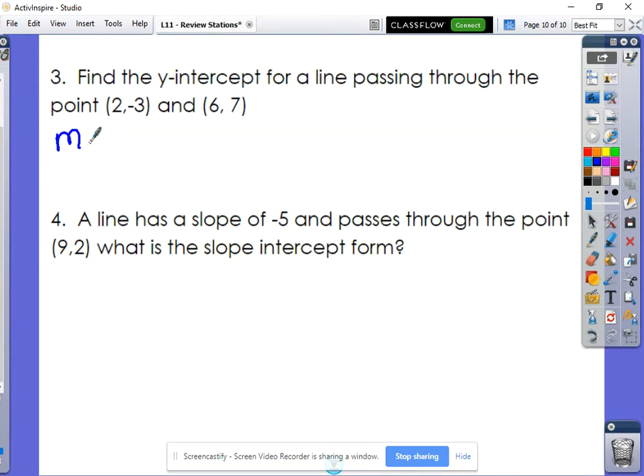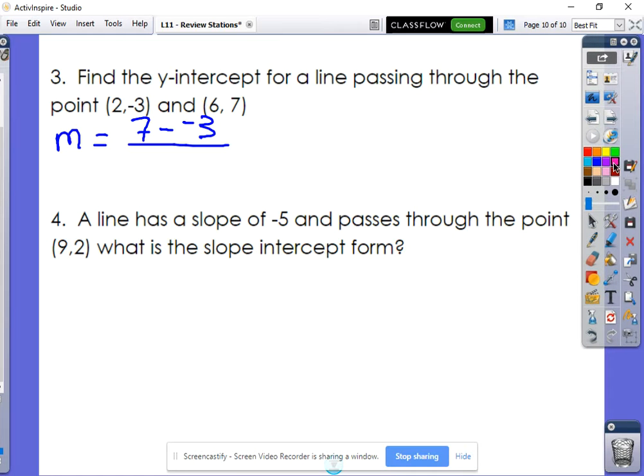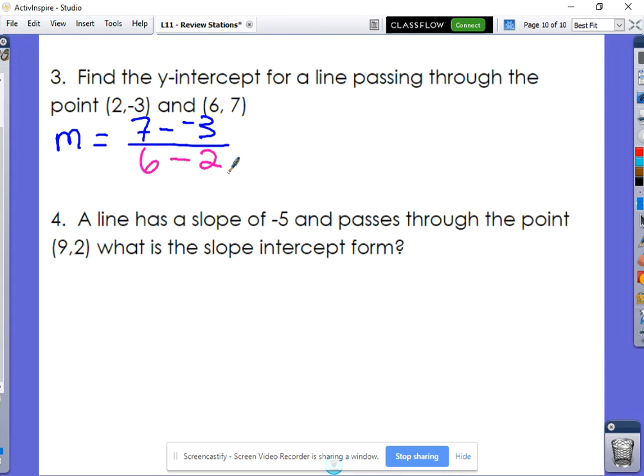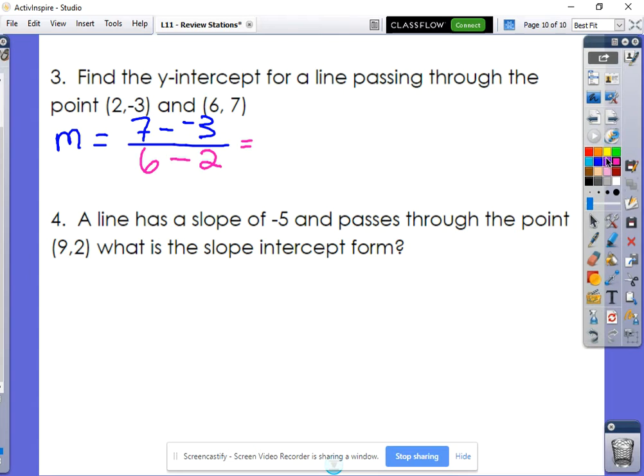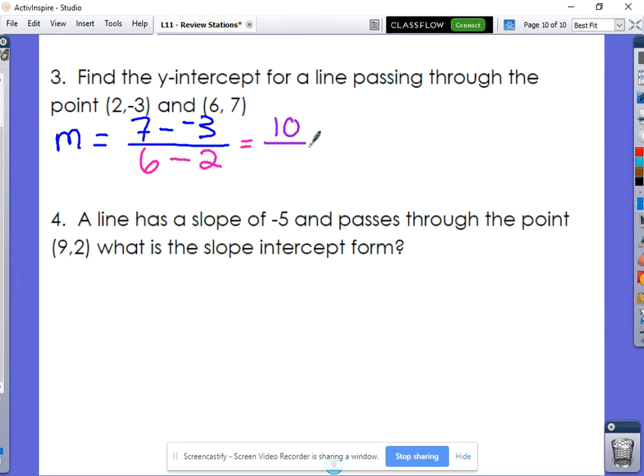Step 1, find that slope. So 7 minus -3. Be careful there. 7 minus -3, and then 6 minus 2. So very important that we set up our fraction correctly and carefully. So now we're left with 7 minus -3 is actually 10. 6 minus 2 is actually 4. So we're left now with 10 divided by 4, which simplifies to 5 over 2.